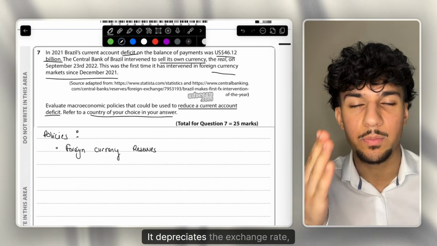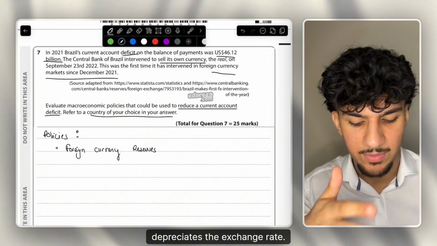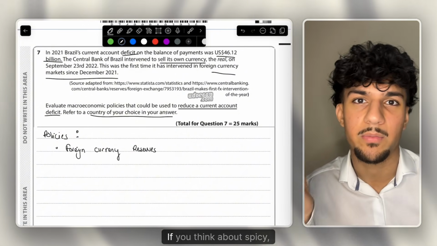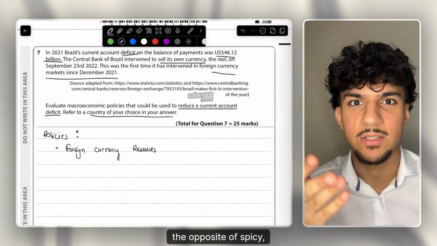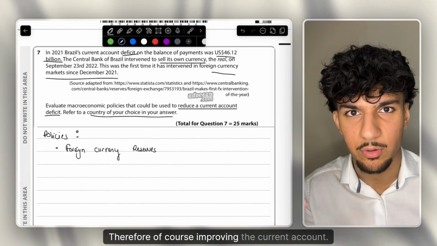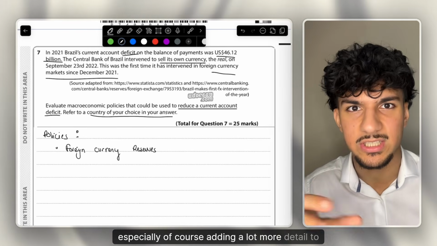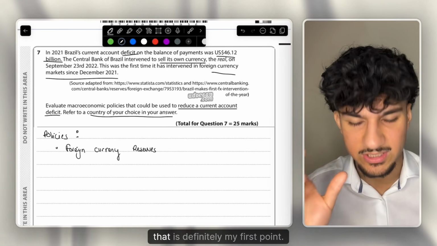what does it mean? It depreciates the exchange rate, shifts out the supply curve for the currency, and of course a depreciated currency, if you think about SPICED, the opposite of SPICED, weaker pound, imports expensive, exports cheaper, therefore of course improving the current account. Therefore that could be a really solid paragraph, especially of course adding a lot more detail to it, a lot more application. But yeah, that is definitely my first point.